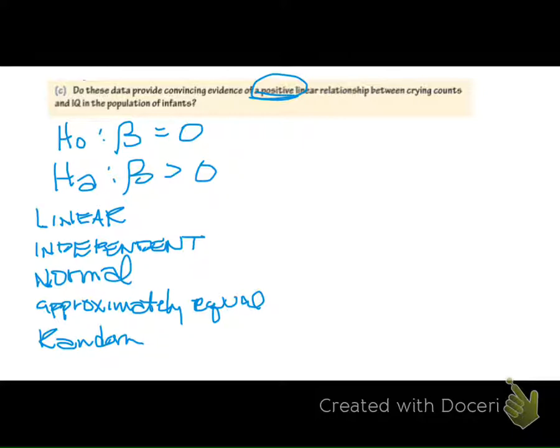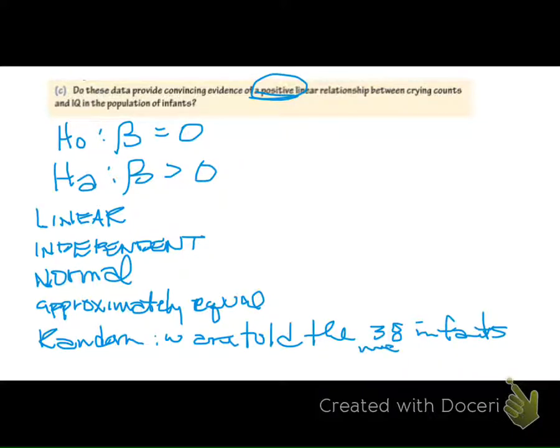In fact, we were told that the 38 infants were randomly selected, so we might write that there. We are told the 38 infants were selected, sorry about running out of room here, randomly. Pretend that word showed up.